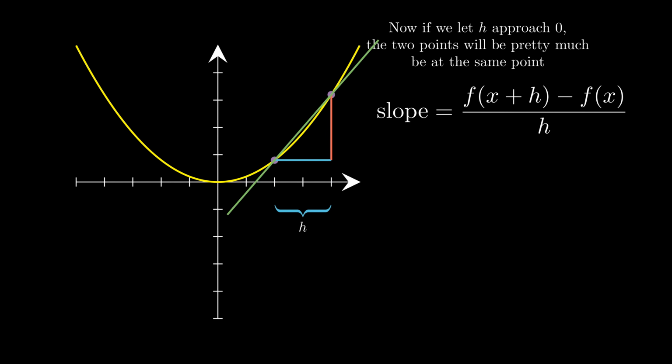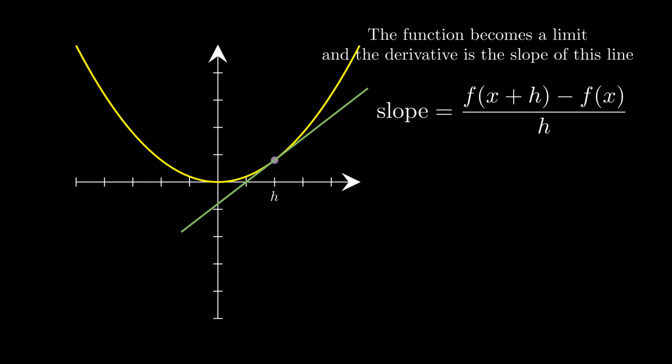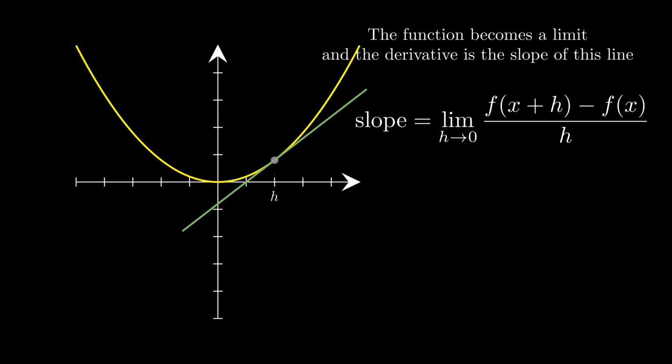Now if we let h approach 0, the 2 points will be pretty much at the same point. The function becomes a limit, and the derivative is the slope of this line.